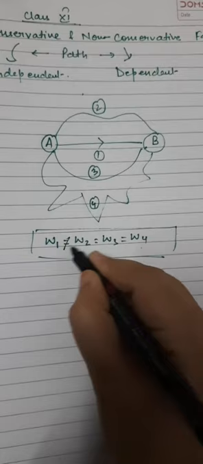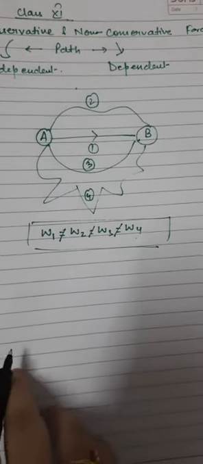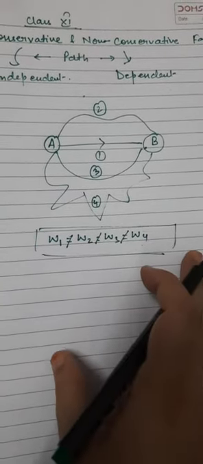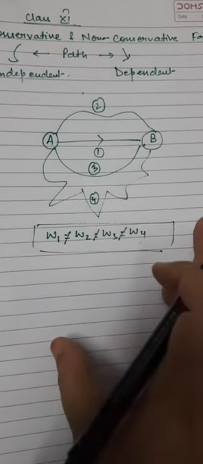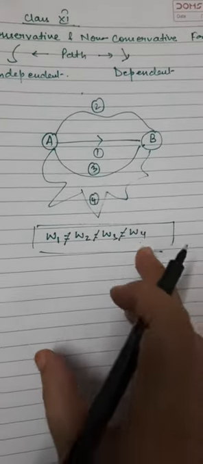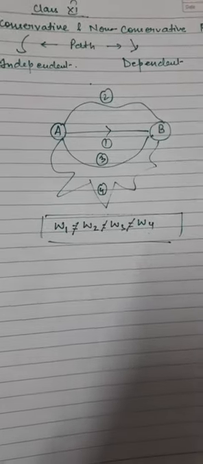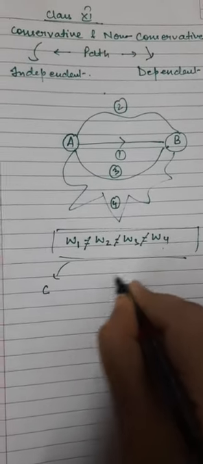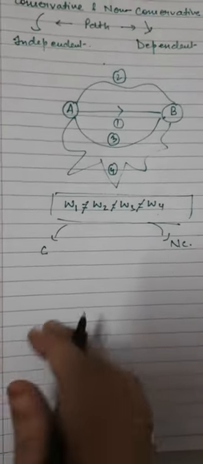And if the work done W1 is not equal to W2, not equal to W3 and neither equal to W4, then that kind of force can be called a non-conservative force. So basically this was the nutshell of the conservative and non-conservative force concept. Now we will prove this. How can we say that a force is conservative or non-conservative? Let us first discuss the best example for the conservative and the best example for the non-conservative force, then we will start the proof.